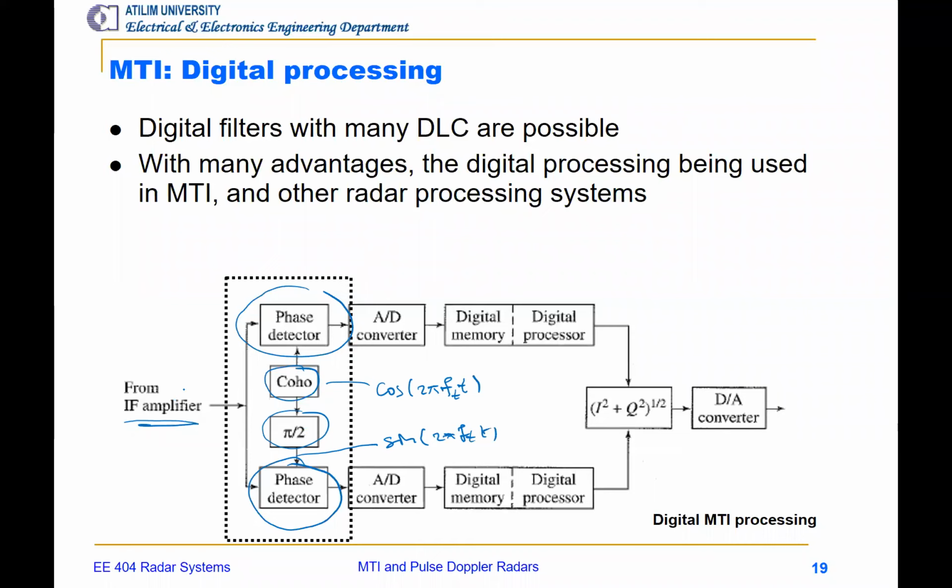So one phase detector uses cosine, the other one uses sine, and then we have an analog to digital converter, digital memory, and a digital processor, and then we get the magnitude and phase components, which are converted to analog if there is an analog display for the operator.